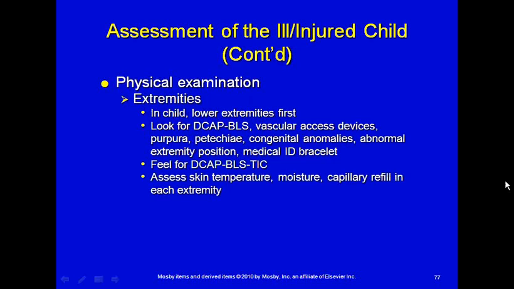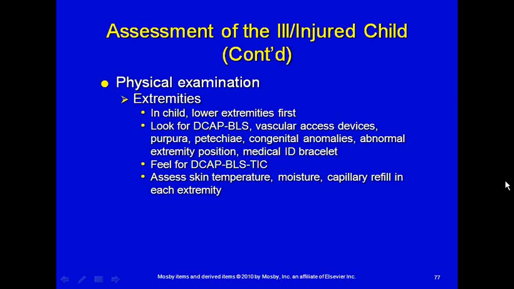As far as the extremity goes, lower extremities first. Again, decap BTLS, look for vascular access devices. Purpura and petechiae are two types of rash that you may see in children. Congenital anomalies, which we'll talk about here in a bit. Abnormal extremity position, and a medic ID bracelet. Again, feel for the decap BTLS.